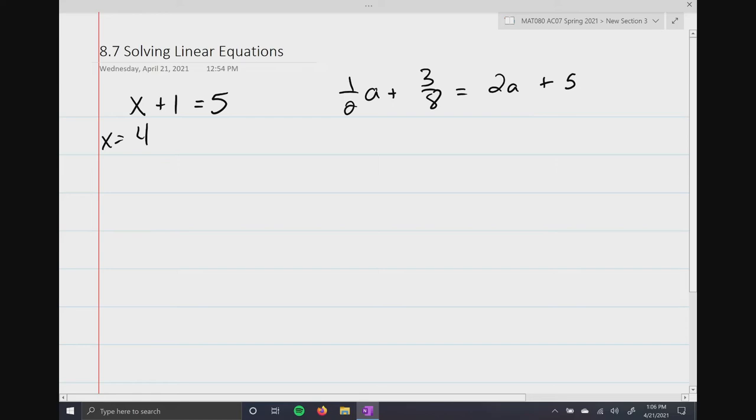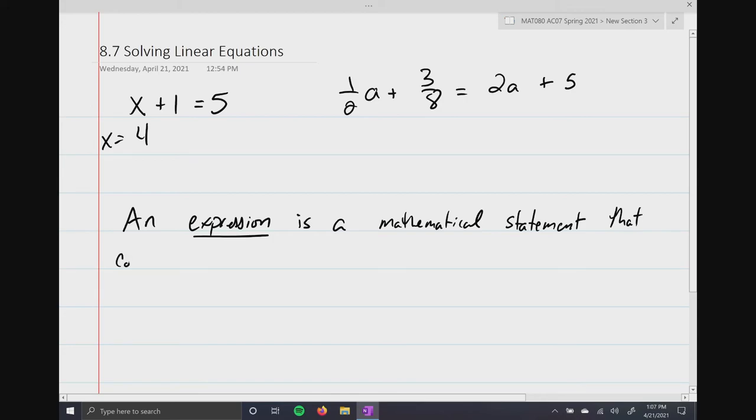So we're going to look at a systematic approach, a recipe on how to solve this. But before we can do any of that, we have to go ahead and define some things. The first thing is something that we've already looked at. So our first definition is just, what's an expression? An expression is a mathematical statement that contains the following items. Now, it doesn't have to contain them all. It'll contain at least one of them, though.